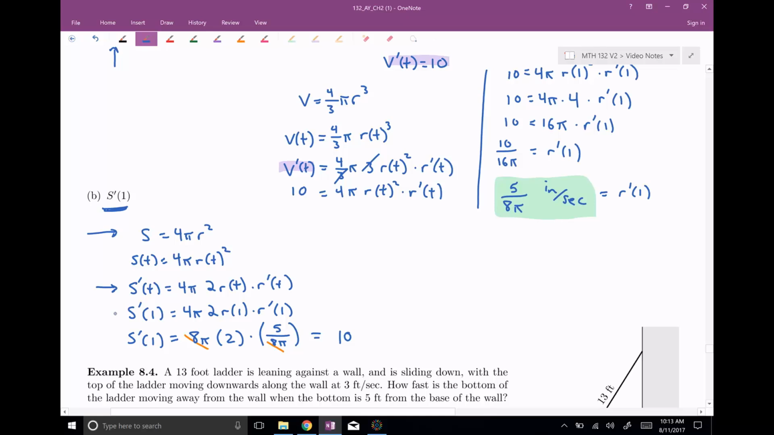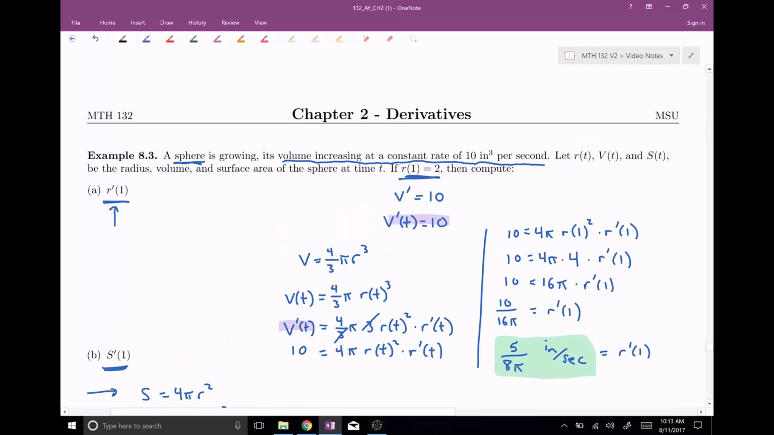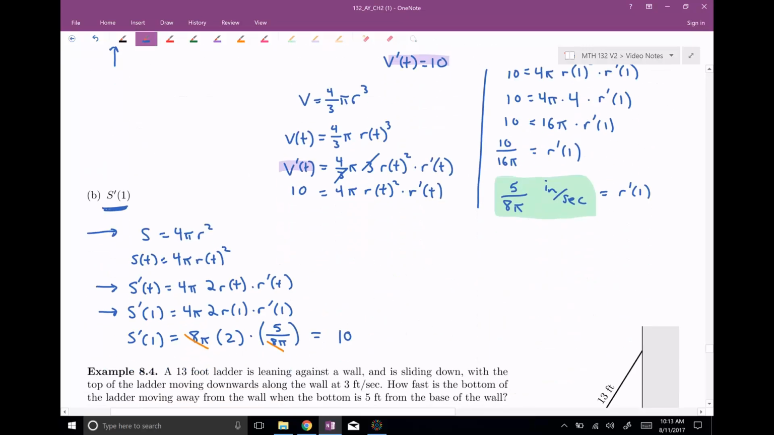Then you plug in 1 everywhere you see a t because, again, our goal is to figure out s prime of 1. How is the surface area changing 1 second into this? Notice this 2 and this 4 make a total of 8 pi. R of 1 is equal to 2, according to up here, and R prime of 1, we solved that in the previous part. So this is 5 over 8 pi. The 8 pi's cancel here, and you get 2 times 5, which is equal to 10.